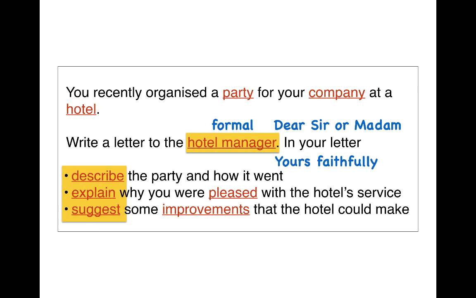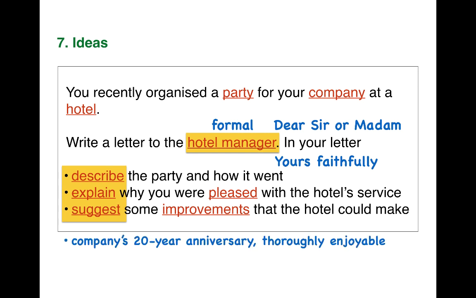And finally, step 7, we need some ideas. So here are my ideas, 1 for each bullet point. Describe the party. I'm going to say it was my company's 20-year anniversary, and how it went. It was thoroughly enjoyable. We're trying to use quite formal language here. Instead of saying the party was fun, I've said the party was thoroughly enjoyable.